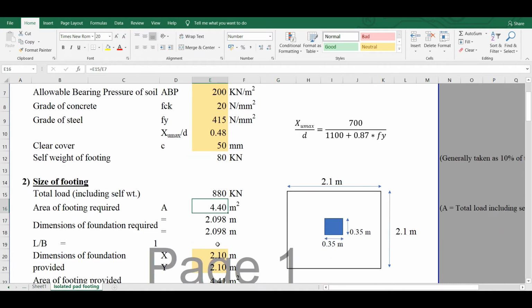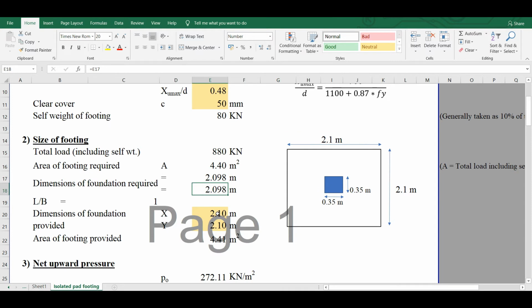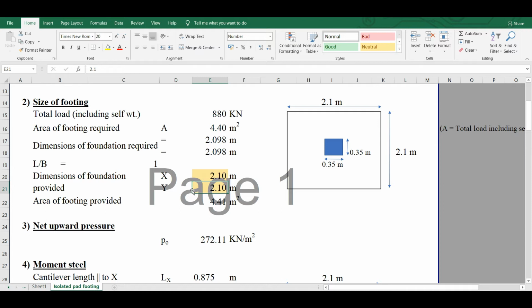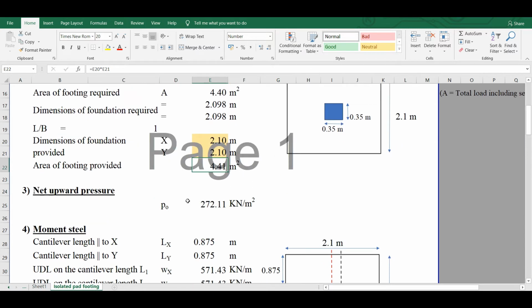So once we have the area of the footing, we can calculate the dimensions of the footing required. Here the column is a square column, so we will provide a square footing. For a square footing, the dimension of the footing will be nothing but the square root of the area of the footing. So minimum I need to provide 2.098 meter by 2.098 meter footing. So I have assumed that the footing size is 2.1 meter by 2.1 meter. So the area of the footing will be 2.1 by 2.1, which is 4.41 meter square.